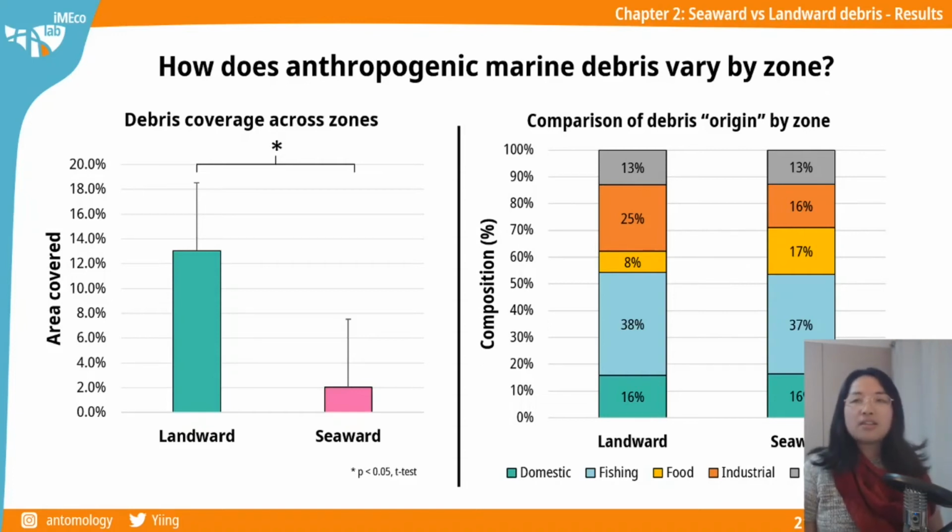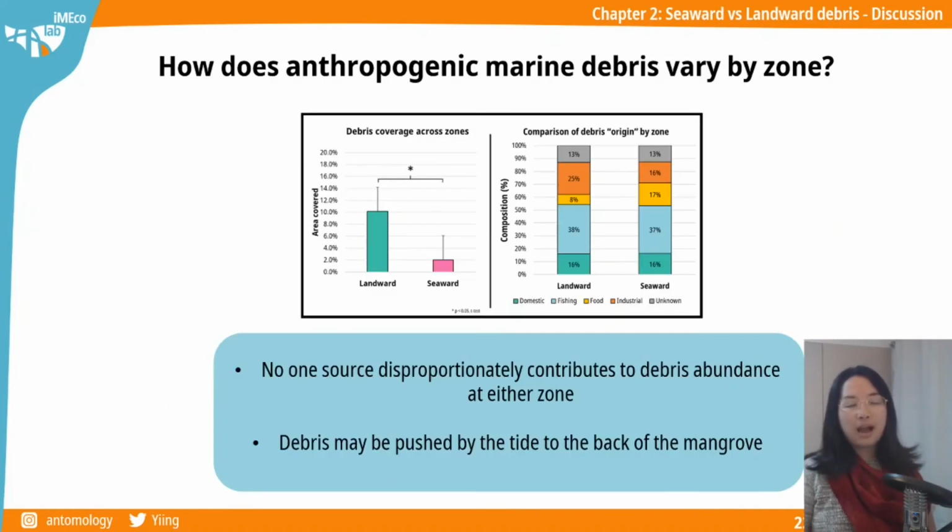So I think that's interesting because what's happening is that perhaps there's some equalization of rubbish at the landward side. So when there's a high tide event, all the rubbish just gets pushed to the back of the mangrove. We have a lot of typhoons in Hong Kong, so maybe these big events are pushing all the rubbish to the back, and it all just gets mixed up.